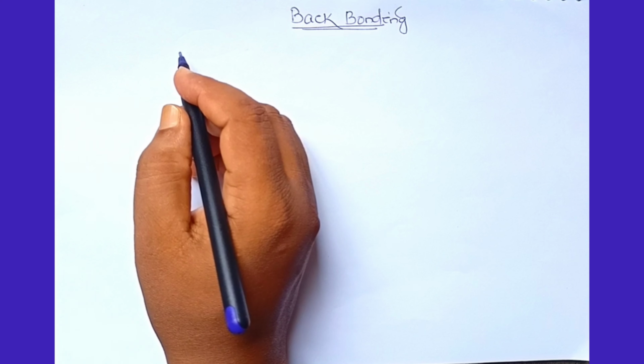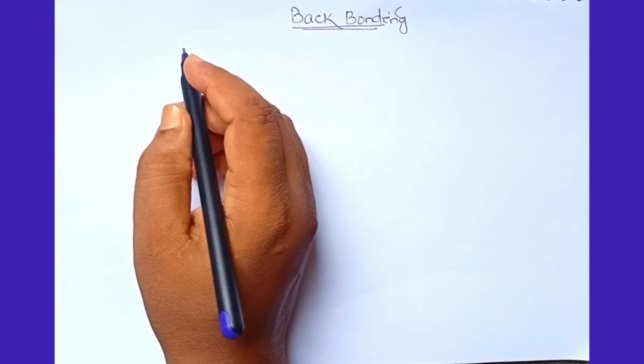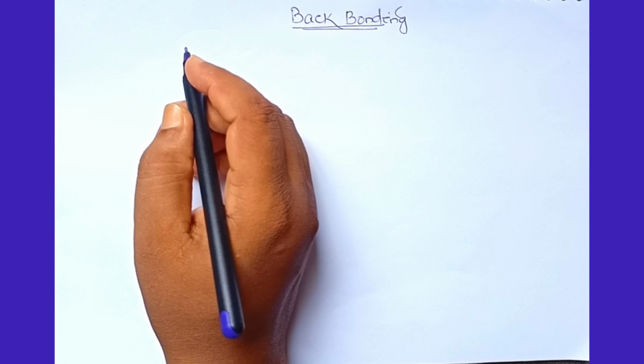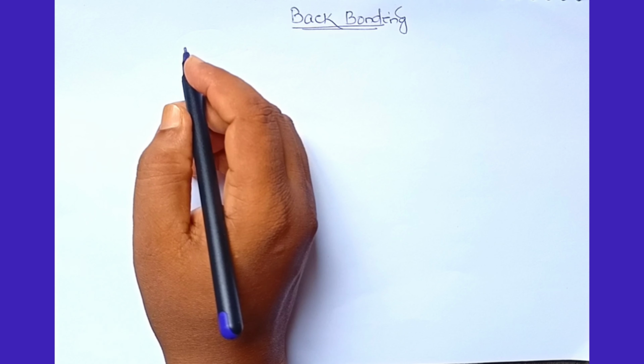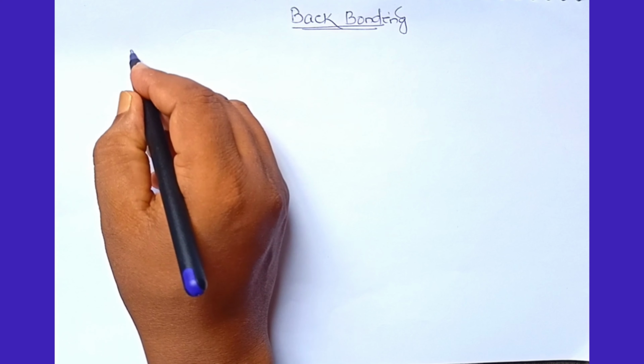What is back bonding? Back bonding is a type of coordinate bond having some pi character. Let's come to the example.